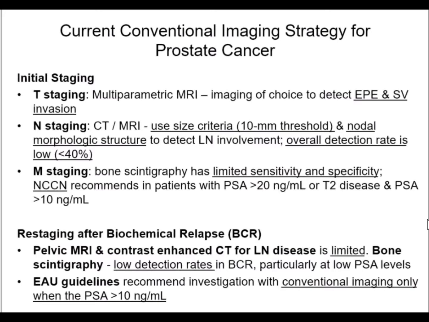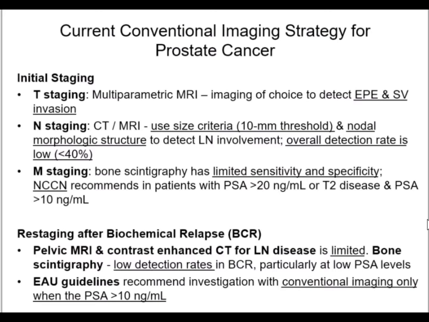So all of us use conventional imaging, and we know that there are limitations to these imagings. For example, in T-staging, multiparametric MRI is currently the imaging of choice. We are talking about extraprostatic extension or seminal vesicle invasion. In terms of N-staging, there's a limitation for CT and MR, because we use the size criteria, usually a 10 mm threshold, and the lymph node morphological structure to detect nodal involvement. The problem is that the overall detection rate is quite low. It's about less than 40%.